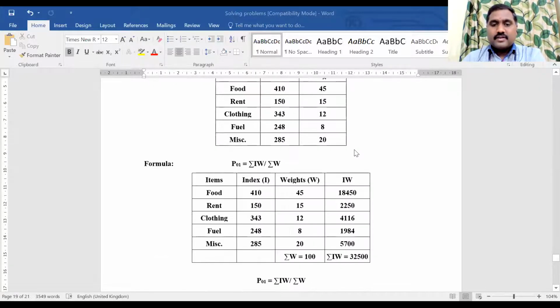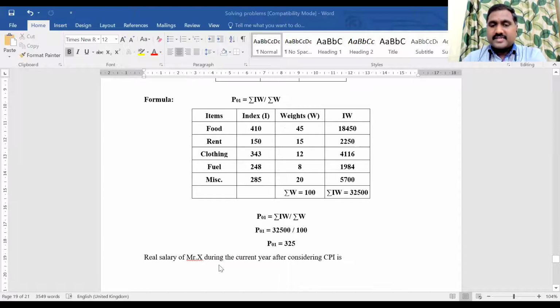So see, the real salary of Mr. X during the current year after considering the CPI index is, what is the previous salary? 24,000 into the cost of living index, 325 divided by 100.